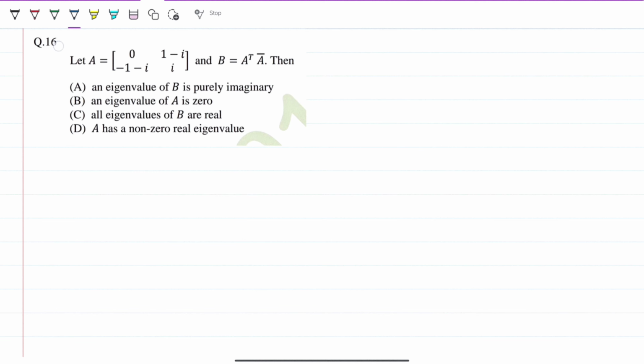This is question number 16 from the IIT JAM question paper of 2015. It's a 2-mark problem from section A. We are given a matrix A with complex entries, and we have another matrix B which is expressed as the product of A transpose times the conjugate of A. And then we are expected to interpret the eigenvalues of A and B.